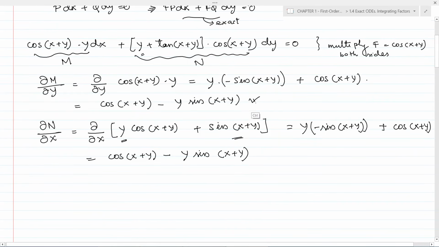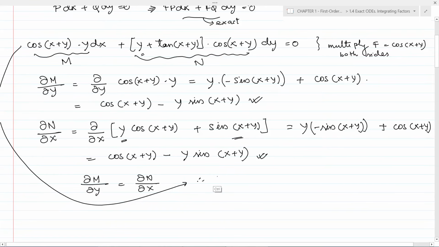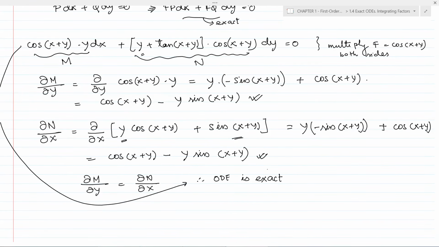We see that del m by del y is equal to del n by del x. Therefore, this differential equation, the ODE, is now exact, which is exactly what we had expected, because we have already multiplied the integrating factor with the ODE.